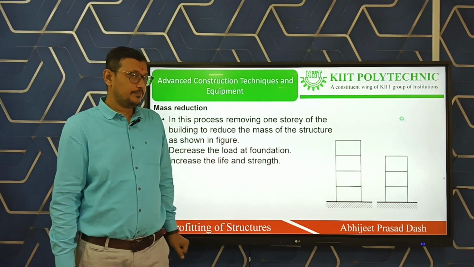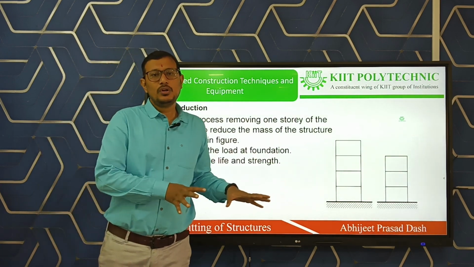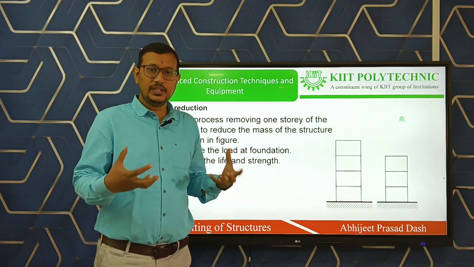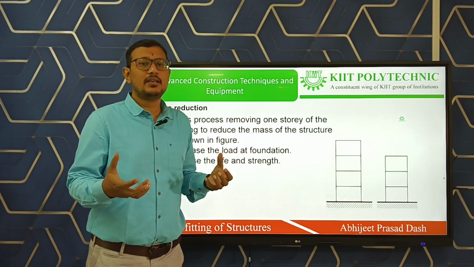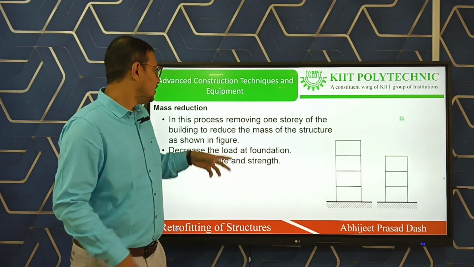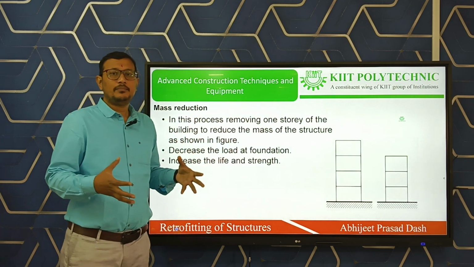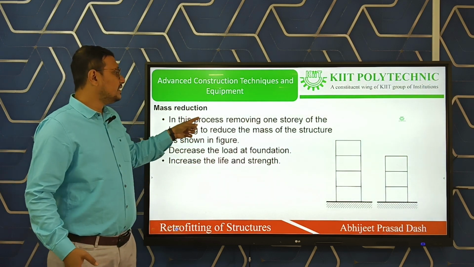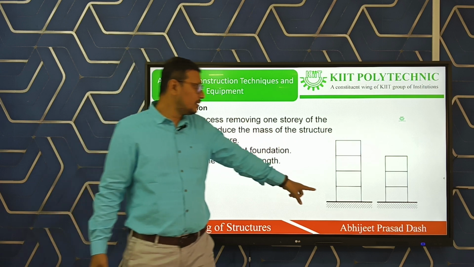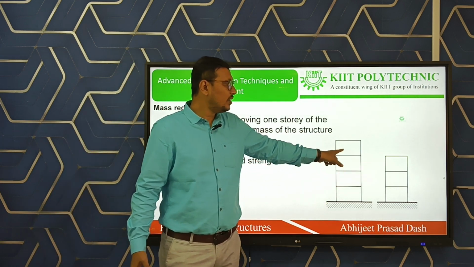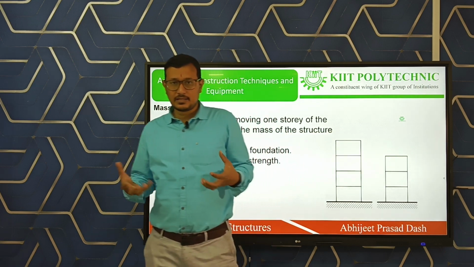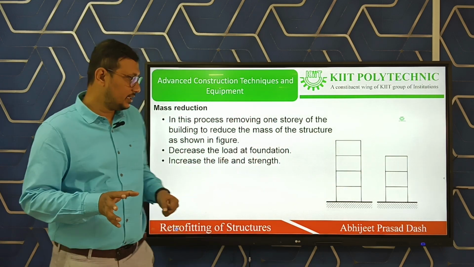Mass reduction. If the old existing structure is weak and has more mass, we can make it stable and strengthen it by reducing the mass of the structure. Here you see there is a 4-storied building, and we are reducing 1 story to make the mass less. We are reducing the mass here.